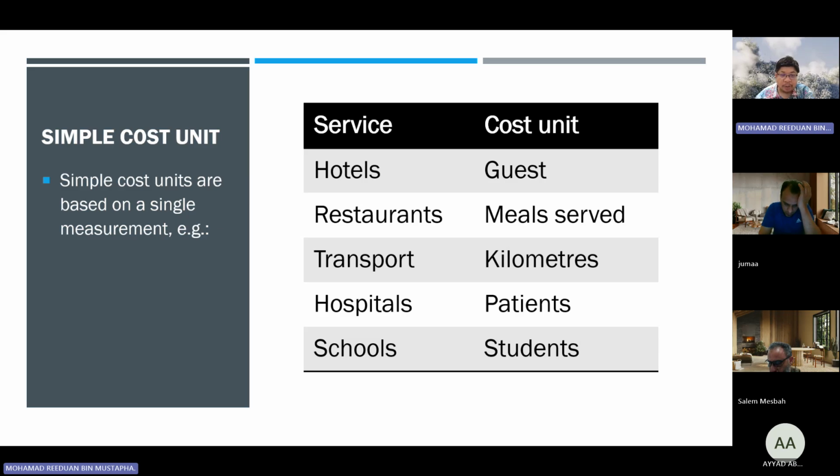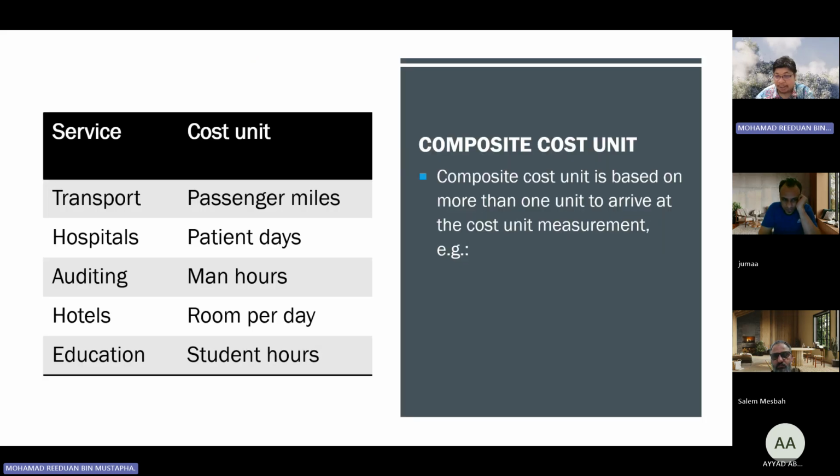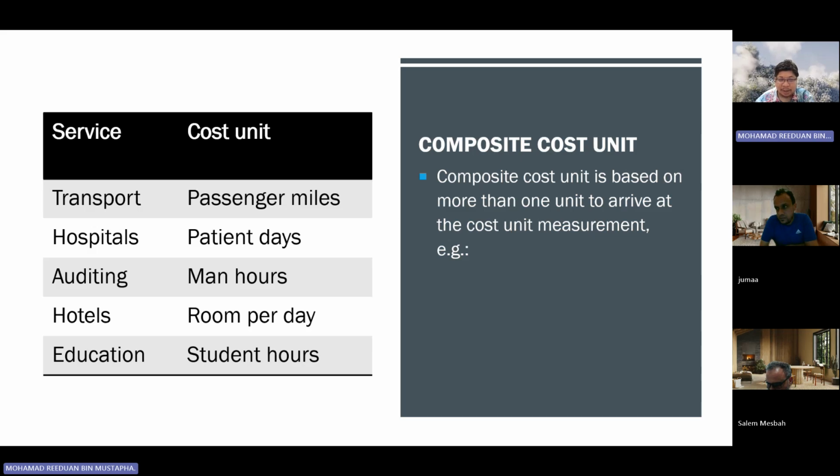Okay, now we look into the composite cost unit. A composite cost unit is based on more than one unit to arrive at the unit measurement. Not only do we look into patients or kilometers, but transportation also looks into passenger miles, and hospitals also look at patient days, how many days the patient stays in the hospital. The same goes for the hotel. The hotel and hospital are almost the same. It's hospitality.